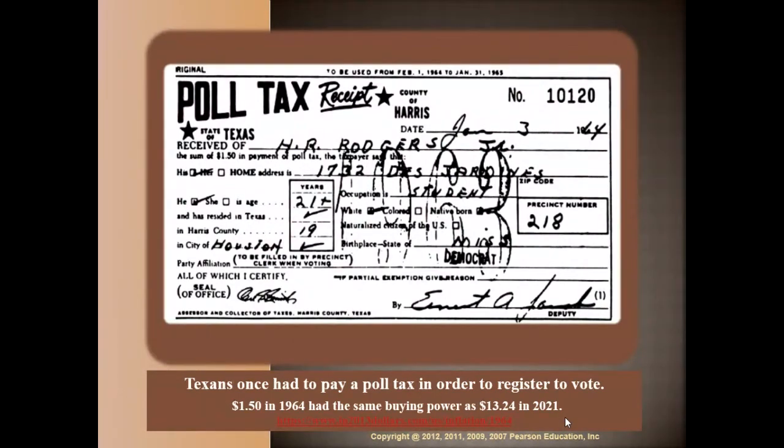That's no barrier to anybody voting if they really want to vote. But you have to understand $1.50 in 1964 was worth a lot more money than it is in 2022.